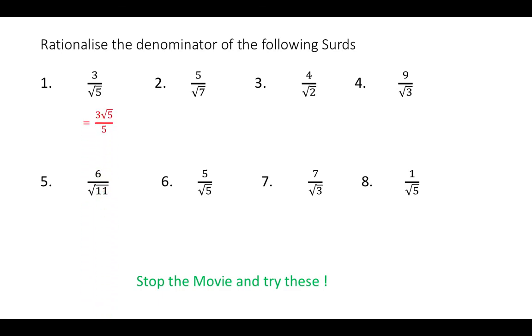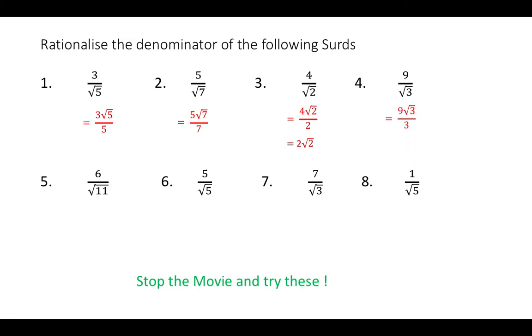So the first one, we have to multiply top and bottom by root 5. Root 5 times root 5 gives us 5 in the bottom, and the top one becomes 3 root 5. Next one, we're multiplying by root 7, so 5 times root 7 at the top, root 7 times root 7 at the bottom gives us root 7 squared. The root and the squared cancel just to leave us 7, so the final answer is 5 root 7 over 7. And the next one, multiply top and bottom by root 2, we're going to end up getting 4 root 2 over 2, which can simplify further to give us 2 root 2.